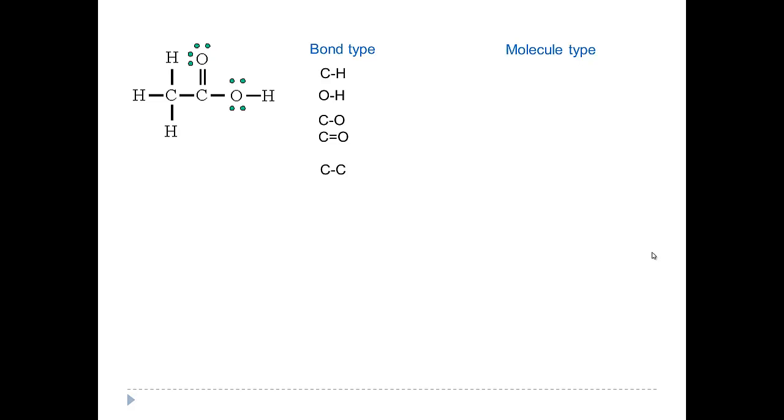There's a lot of different bond types here. We have a C to H bond, an O to H bond, a C to O bond, a C double bond O, and then a C to C bond. Everything except the C to C bond is going to be a polar covalent bond because there's differences in electronegativities, some more so than others. But the C to C bond is going to be a nonpolar covalent bond because there is no difference in electronegativity between the two carbons.